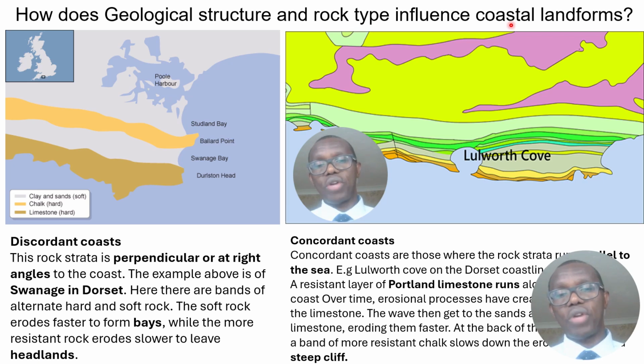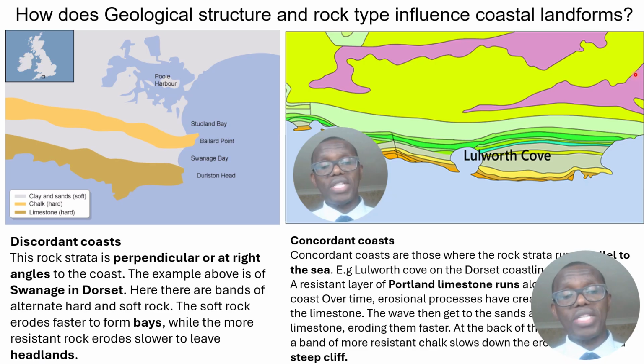So how does geological structure and rock type influence coastal landforms? Geological structure here is referring to the way the layers of rock are laid out along the coastline, and then the rock type will be referring here to the types of rock, whether they are sedimentary, igneous, or metamorphic. And then within sedimentary rocks, we also have different types of rock, such as limestone, clay, and chalk. And we know that all of them have got variations in terms of how easily they are eroded. So that is going to affect where different types of coastal landforms are going to be found along a coastline.